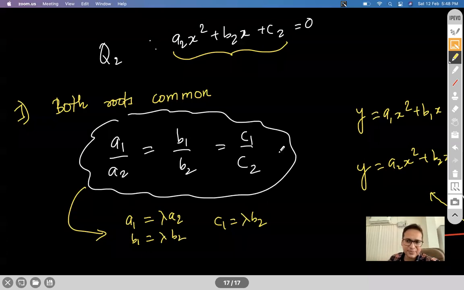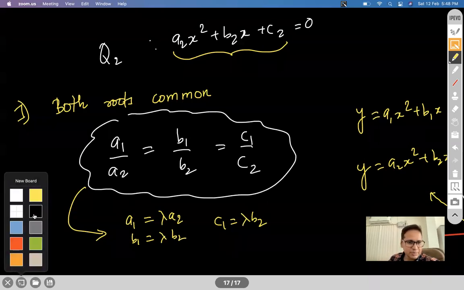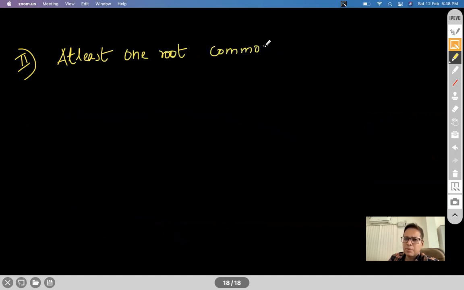Let's talk about that. Can I move on to the next one? So what are the conditions that must be satisfied if two quadratic equations have at least one root common? At least one root common means it can have both the roots common also. By the way, both the roots common, we already talked about. So this second situation is going to be a superset of the first situation. I will tell you why once we start discussing it.